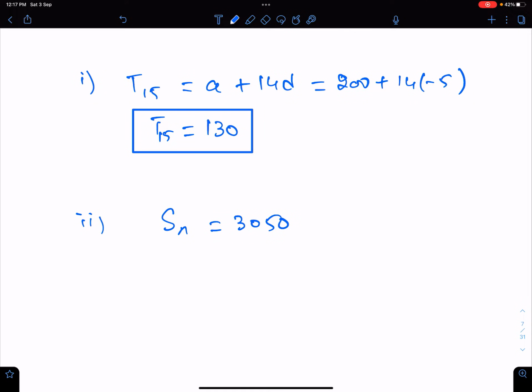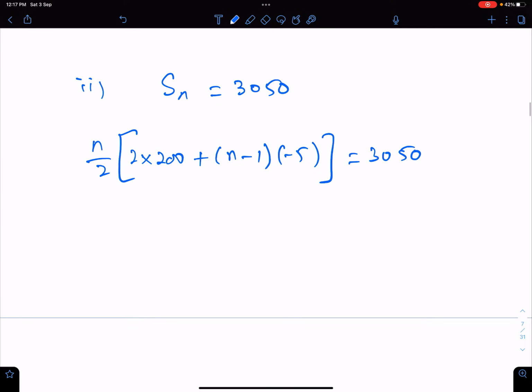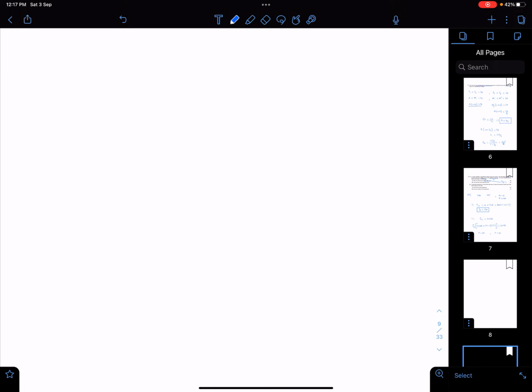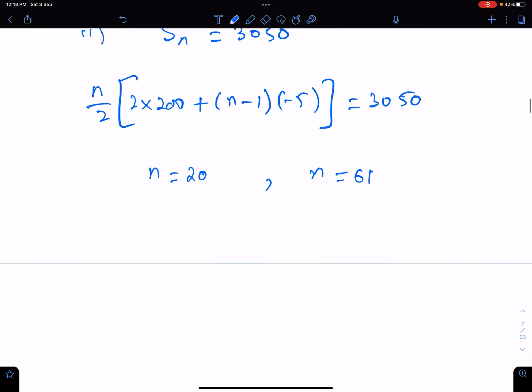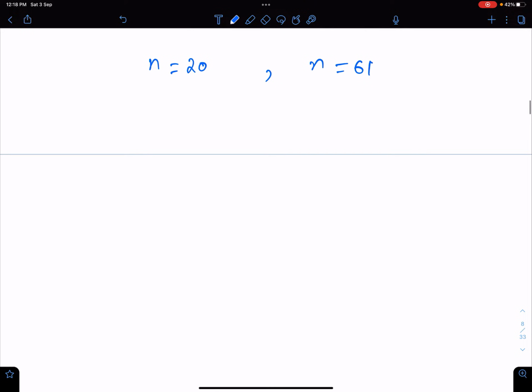So n upon 2, 2a, a is 200, n minus 1, d is negative 5, is equal to 3050. Well, when you solve this equation, you will get two values of n, 20 or 61. Since both values are positive, we have to verify our answer. And we can easily verify our answer by finding Tn.